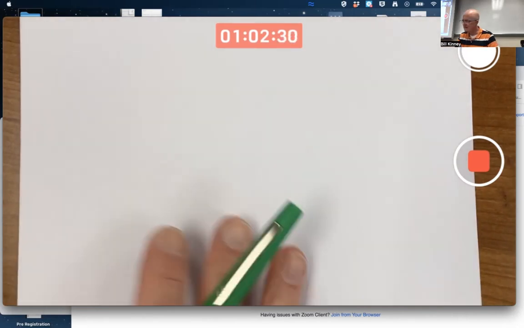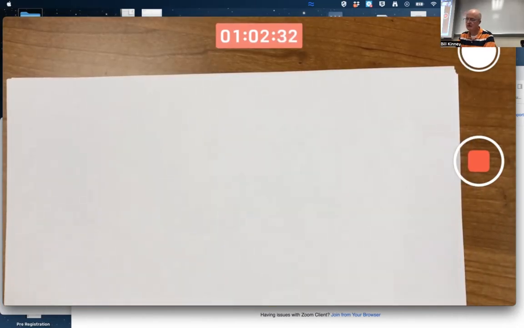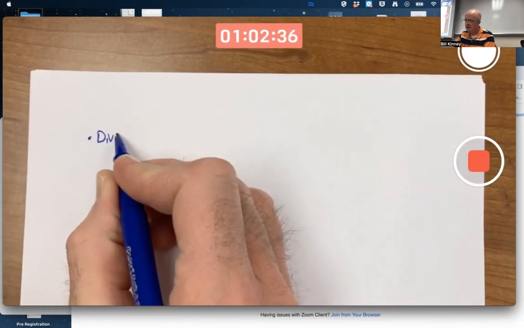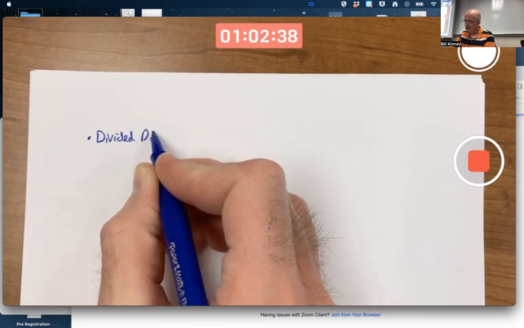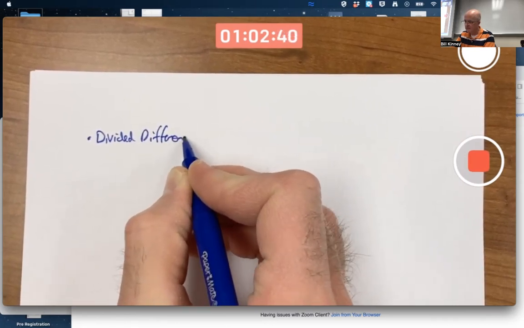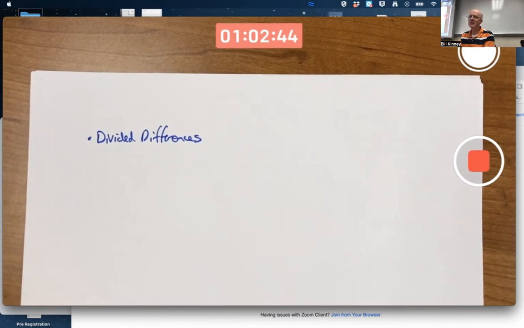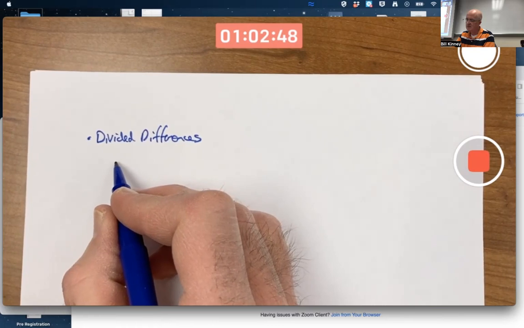Divided differences, the next topic. You've got what you might call the Newton expansion of your polynomial approximation.